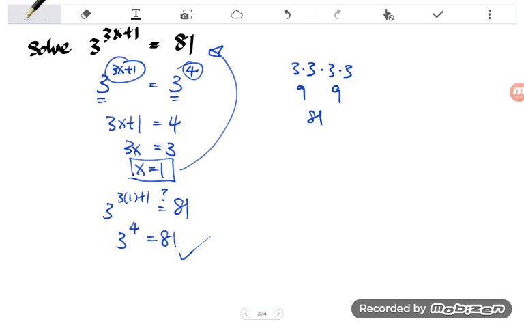So overall, we're just trying to make the base the same, and then all we have to do after that is compare the exponents.